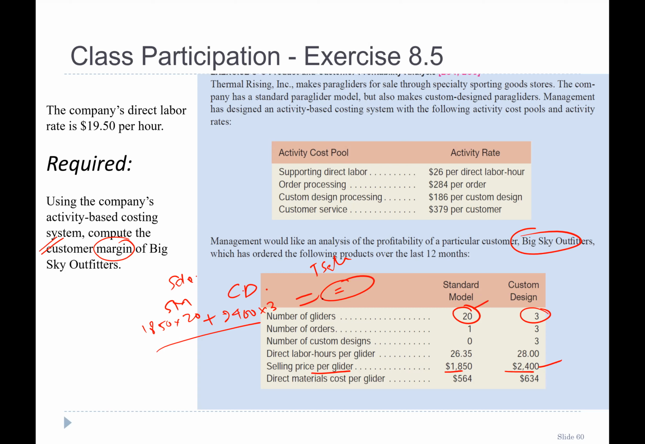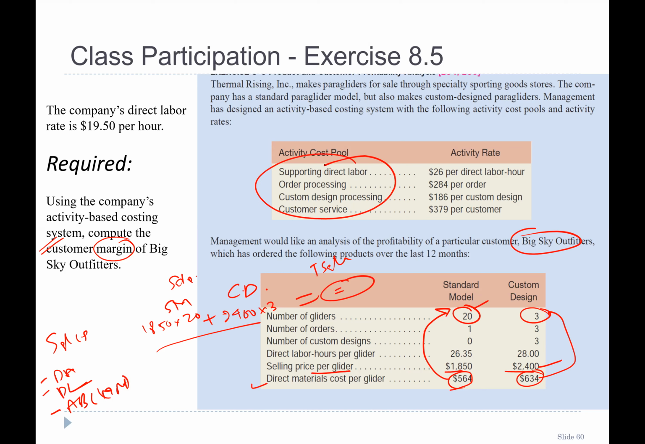Then we need to less the direct labor cost. Sorry, direct material cost multiplied by this, multiplied by this, right? So direct material, direct labor, and minus ABC manufacturing overhead cost. That's it. ABC costing are given here. Direct labor is also here.